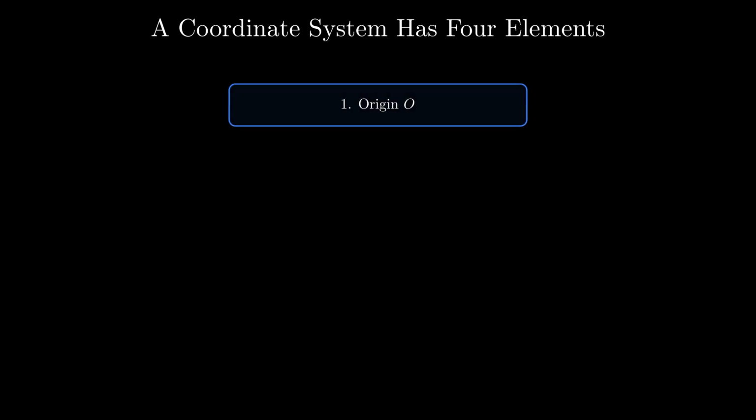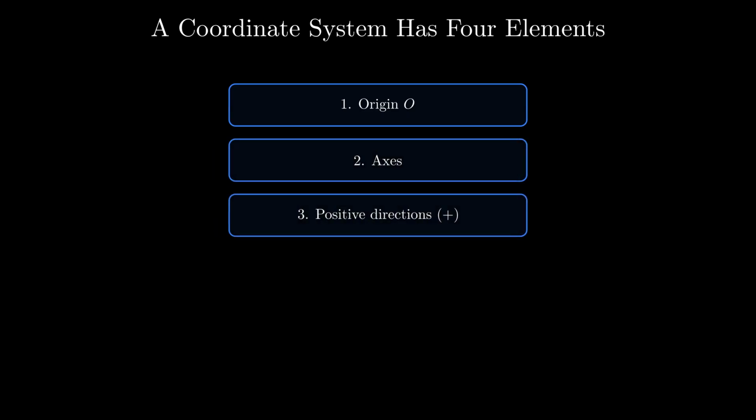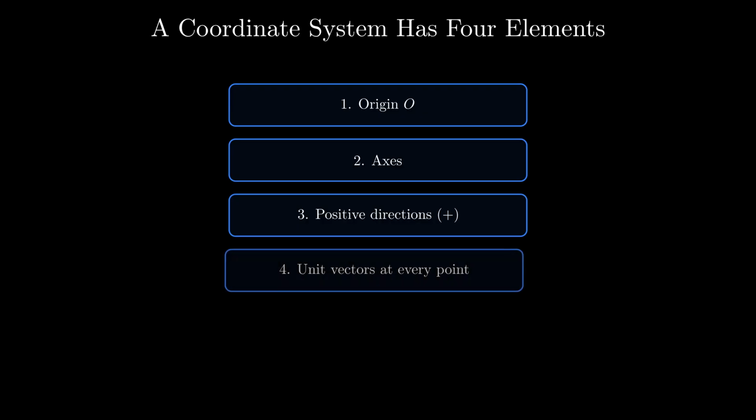Physics studies phenomena we observe in the world. To connect those observations to mathematics, we need a coordinate system. Every coordinate system has four basic elements. First, a choice of origin. Second, a choice of axis. Third, a choice of positive direction for each axis. Fourth, a choice of unit vectors at every point in space.